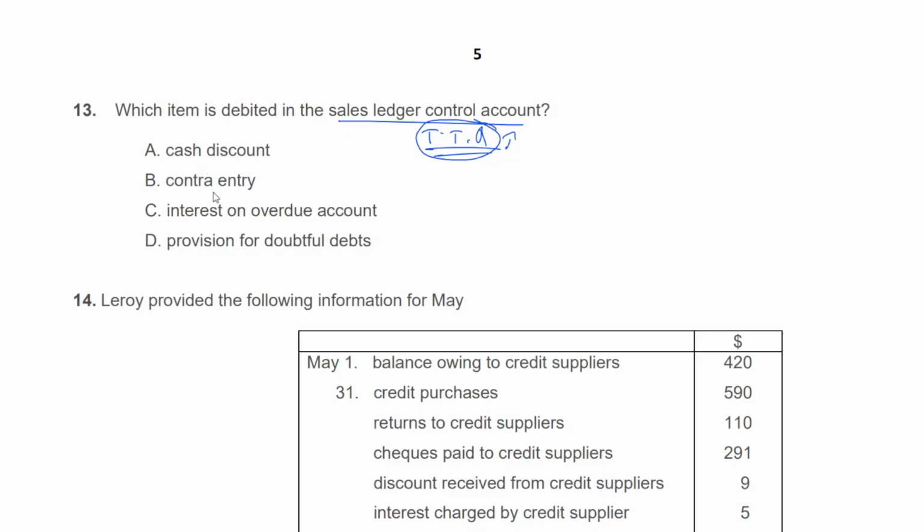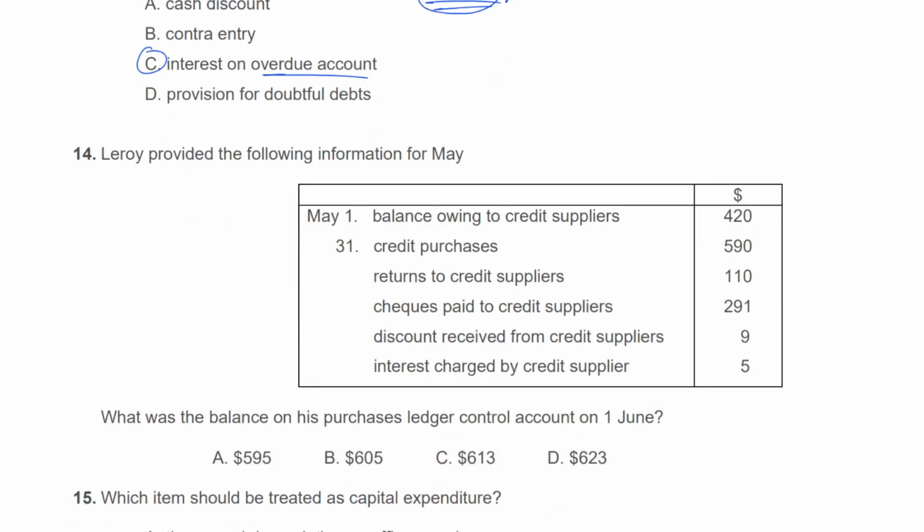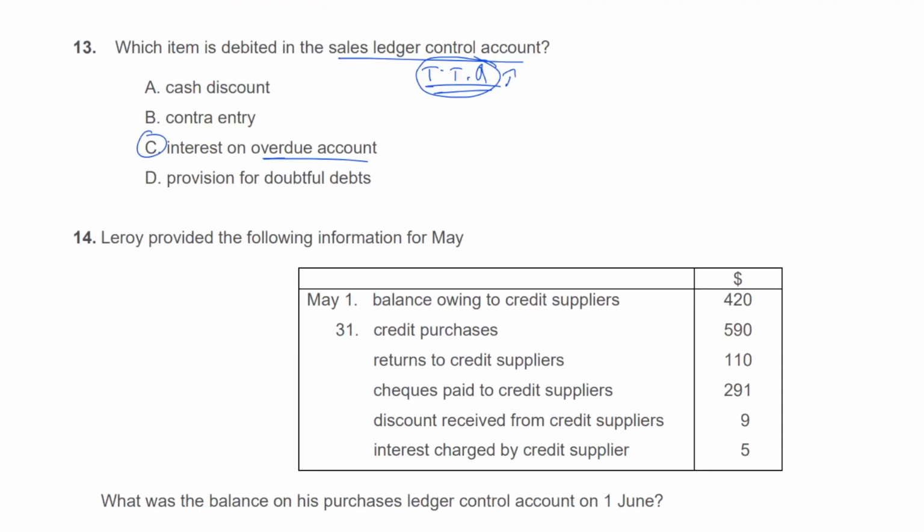Cash discount will reduce your receivables. Contra entry will reduce your receivables and payables. Interest on overdue accounts, I think that's right. Yeah, that will increase your receivables. If you charge your customers interest on their overdue accounts, you will make some income out of that. I mean, that will increase your receivables.